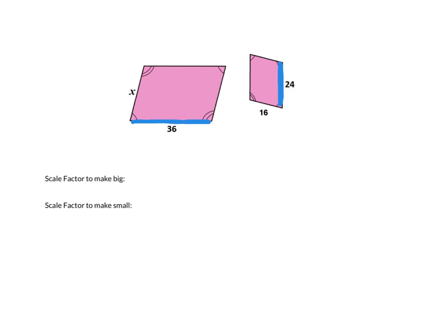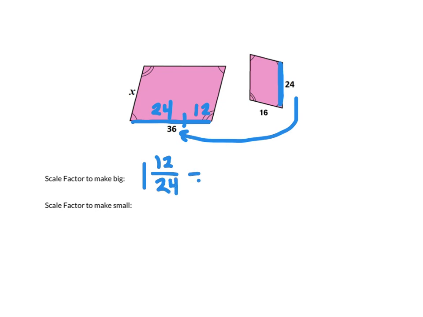So now we have to look for the scale factor. We need to think, how many groups of 24 can I make with 36? So I know that I can fit one full group of 24 in, and the remaining part is only 12. So I can fit one full 24 in, and the next group of 24 is only 12 out of the 24. And then we need to recognize that that is equal to 1.5 by simplifying.